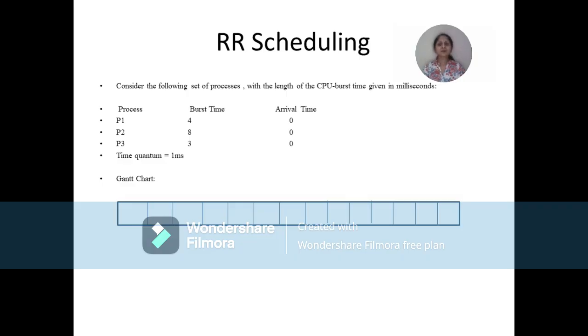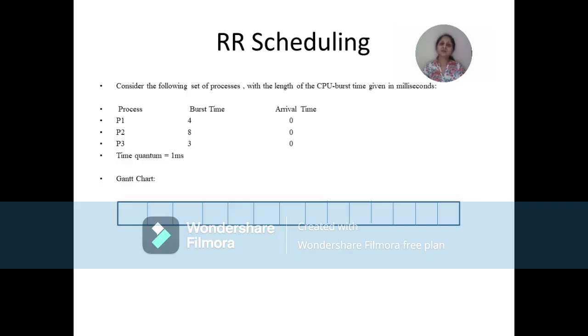Now if you see the problem, there are three processes P1, P2 and P3. Each process is associated with some burst time, which is given in milliseconds. Process P1 has 4 milliseconds, P2 has 8 milliseconds and P3 has 3 milliseconds. If you see the arrival time, all the processes have arrived at the same time, that is at time 0. And since this is a round robin CPU scheduling algorithm, there is a time quantum given.